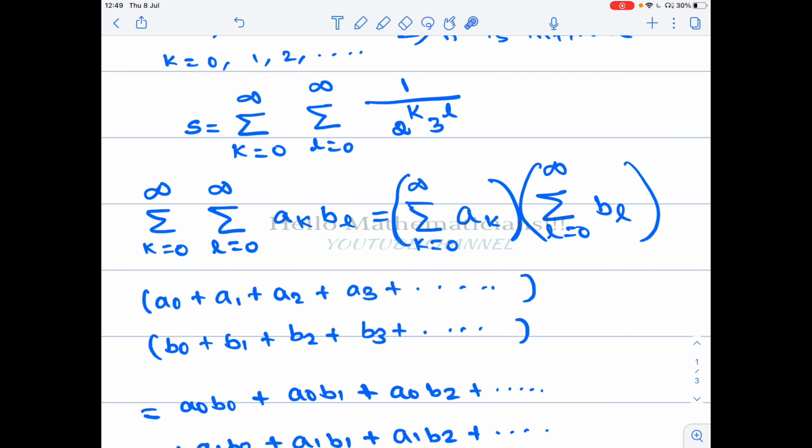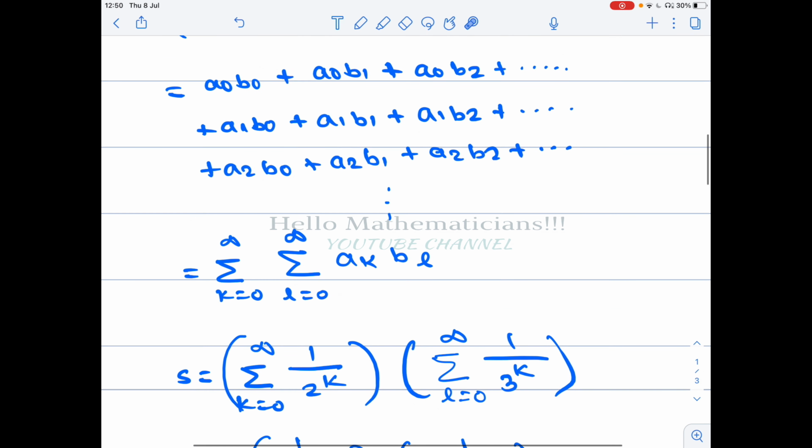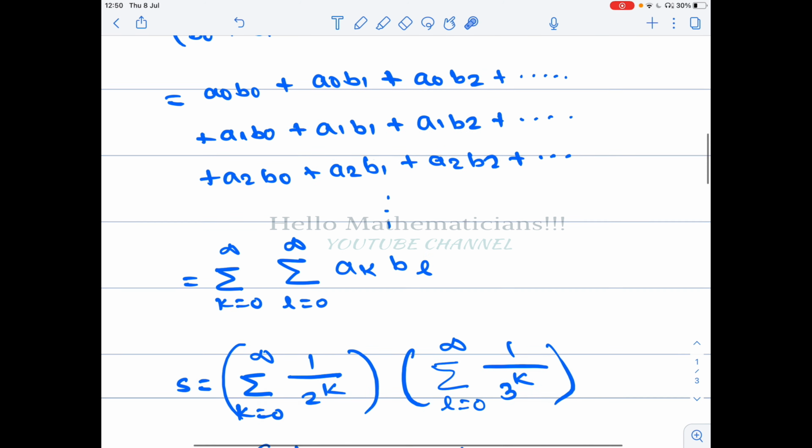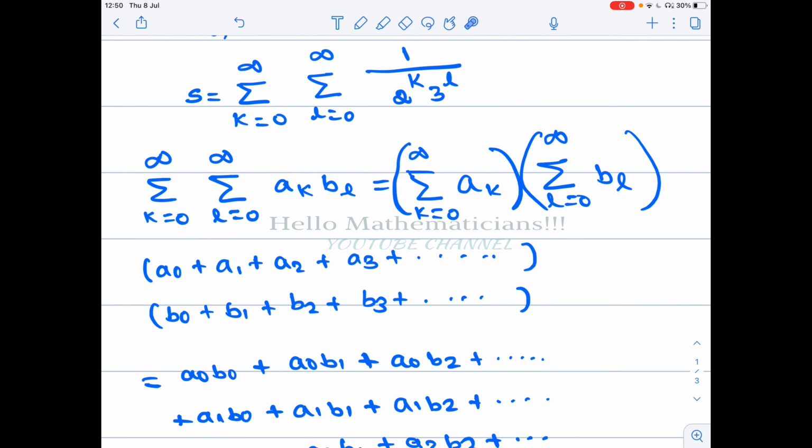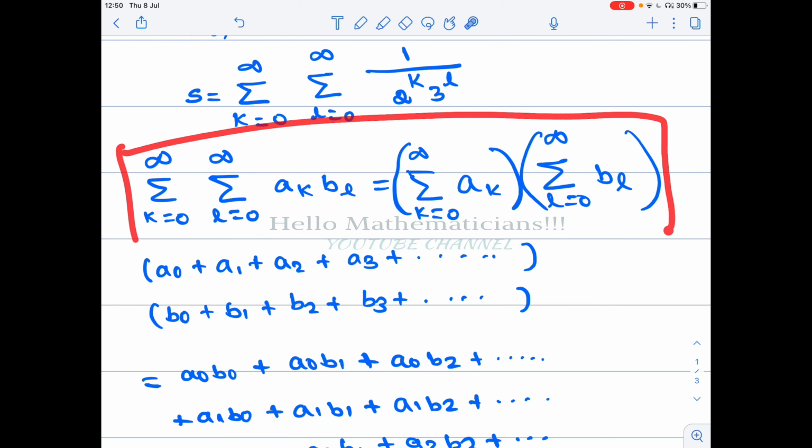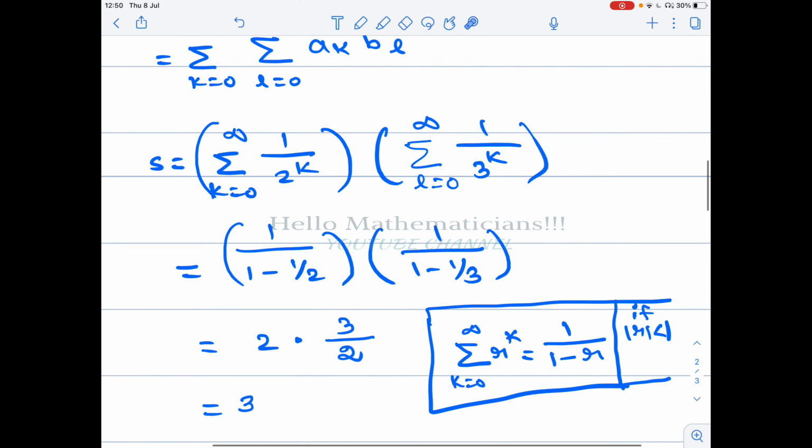So for variables this is true. For numbers this is true if the two series are absolutely convergent. You can check in a book on power series. There is an inductive proof, with induction over two variables, over k as well as l. Anyway, let's not worry about the proof. We just use this result and conclude what the sum value is.